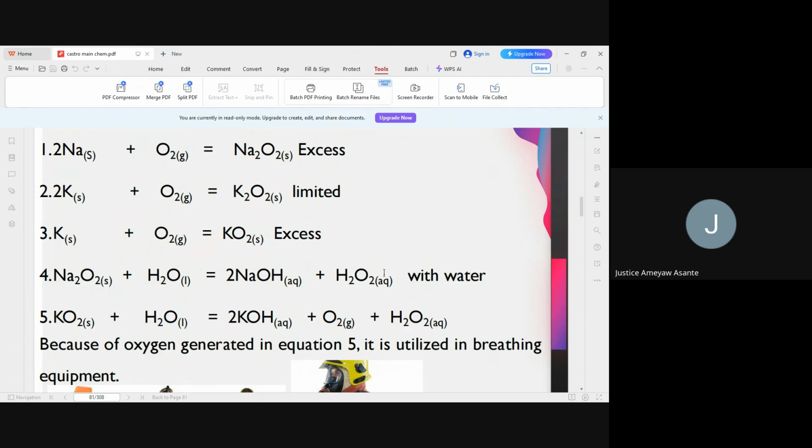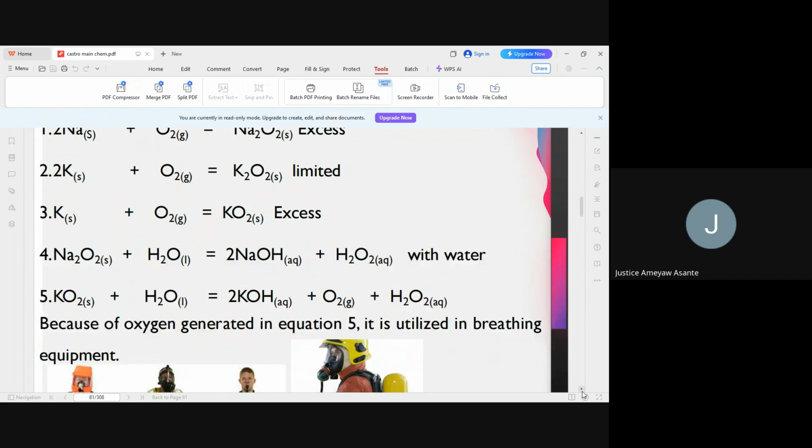But it won't be in the form of gas, it will be aqueous. And you've seen hydrogen peroxide before. Most of you have used it. When you have a problem with the teeth, you go to the drugstore and buy hydrogen peroxide, and this is what you see here. Now, potassium superoxide also dissolves in water to give you potassium hydroxide, oxygen, and hydrogen peroxide.